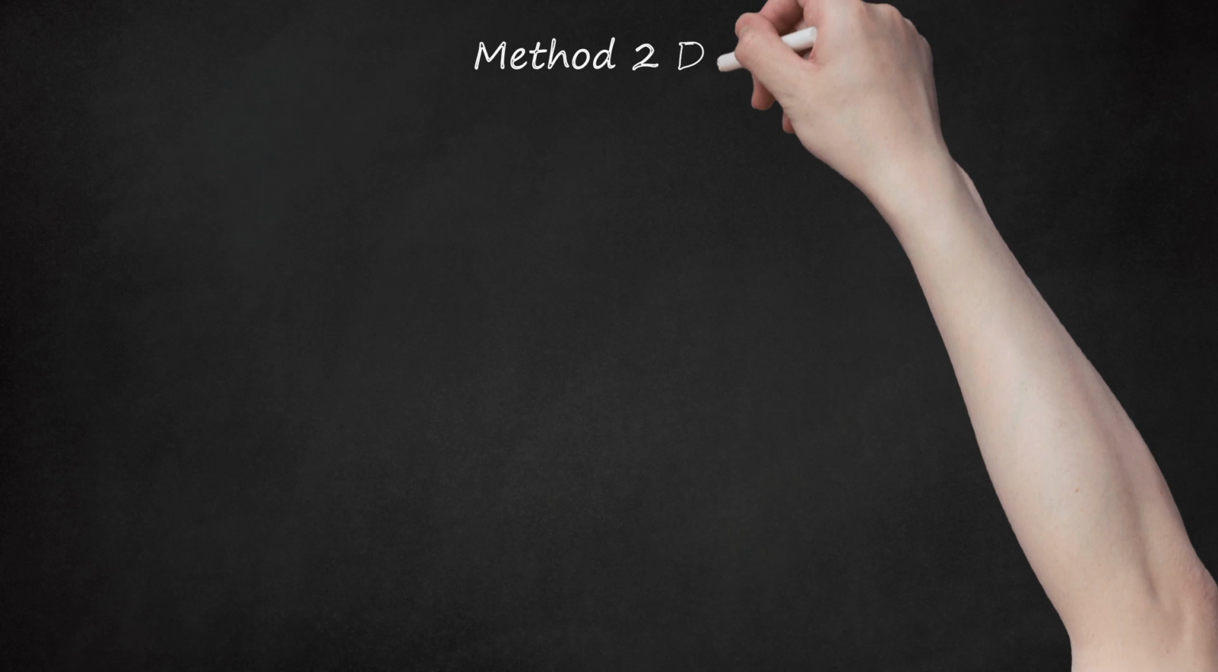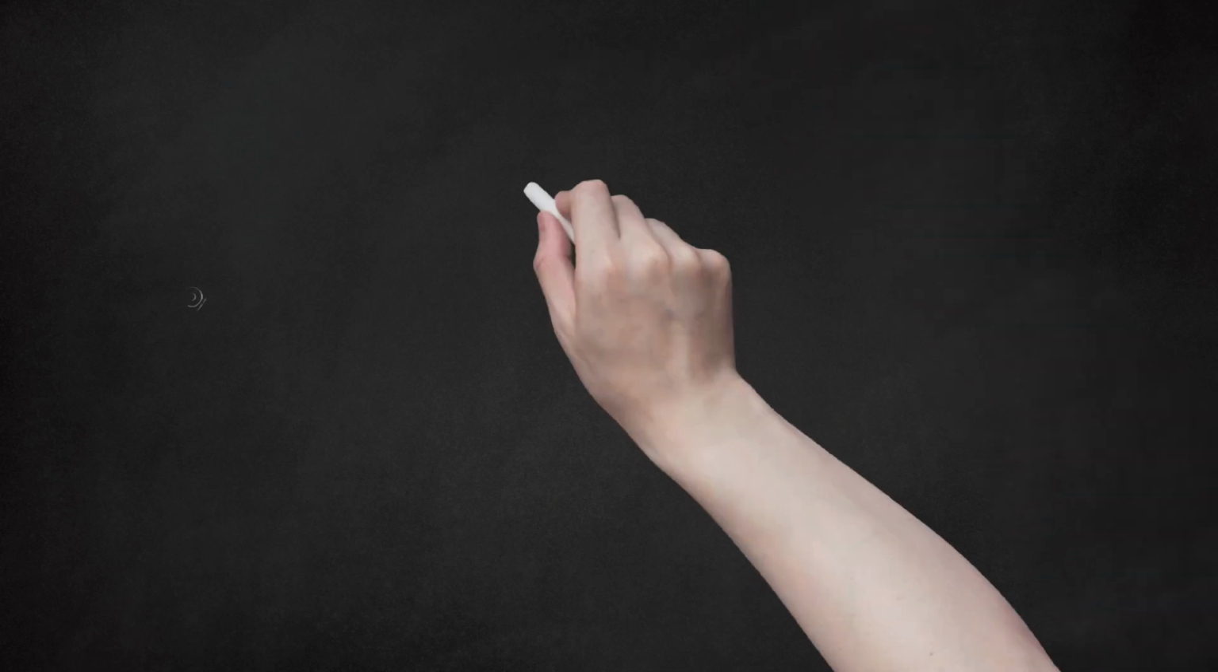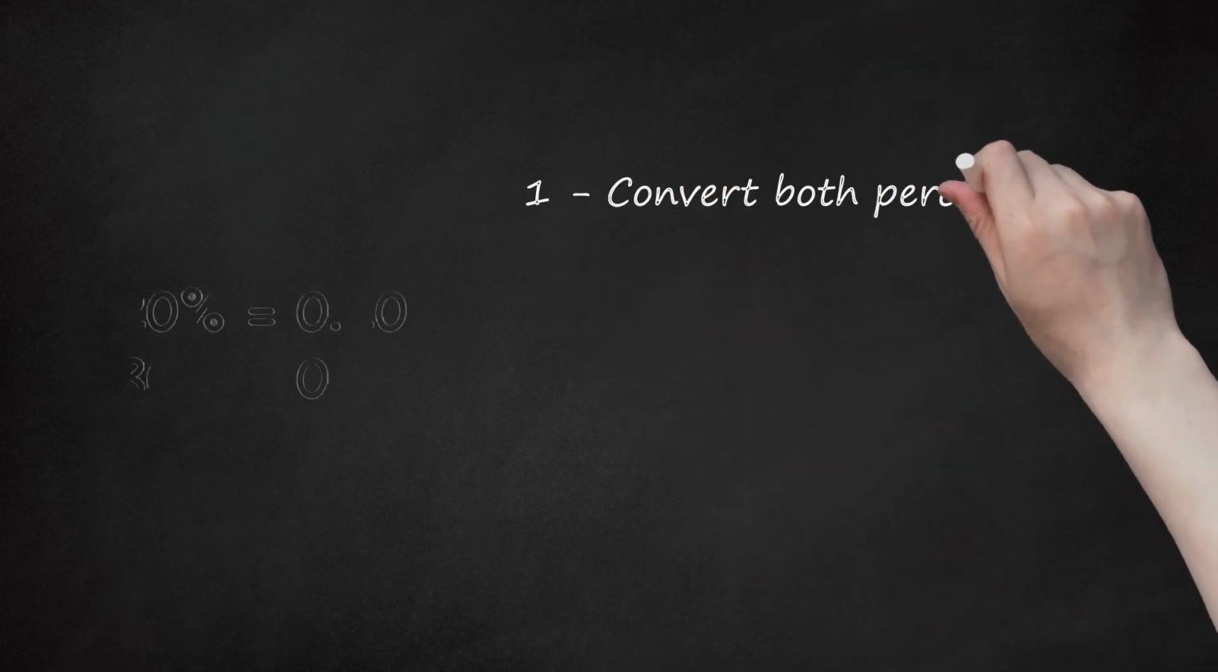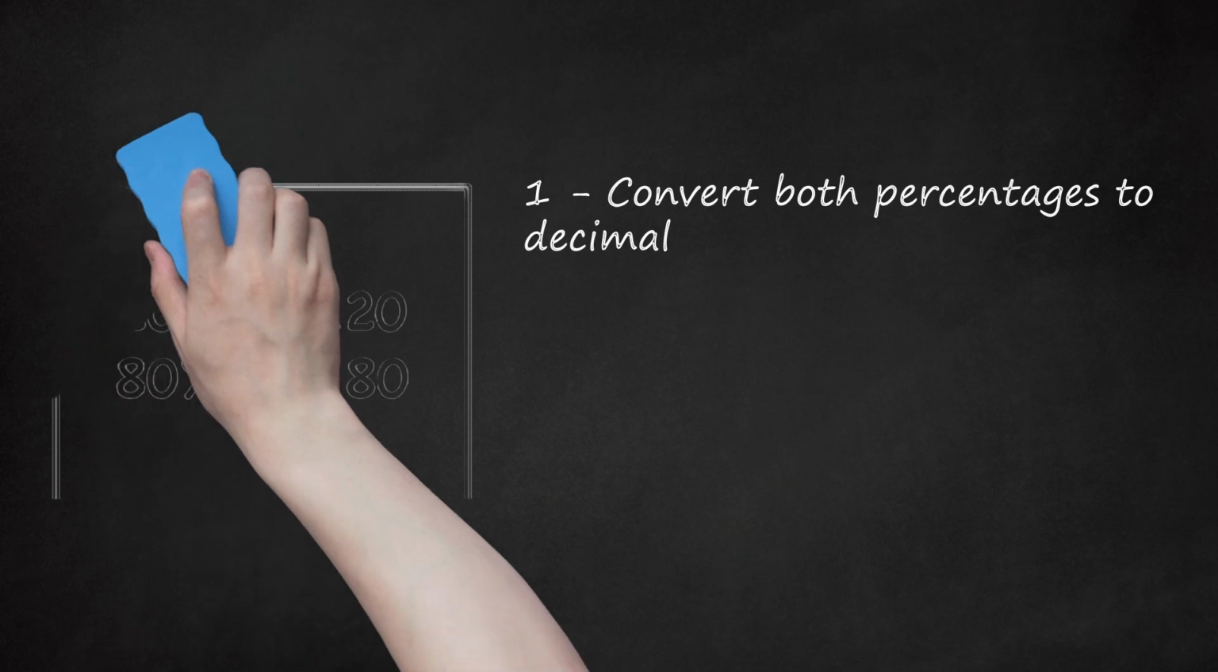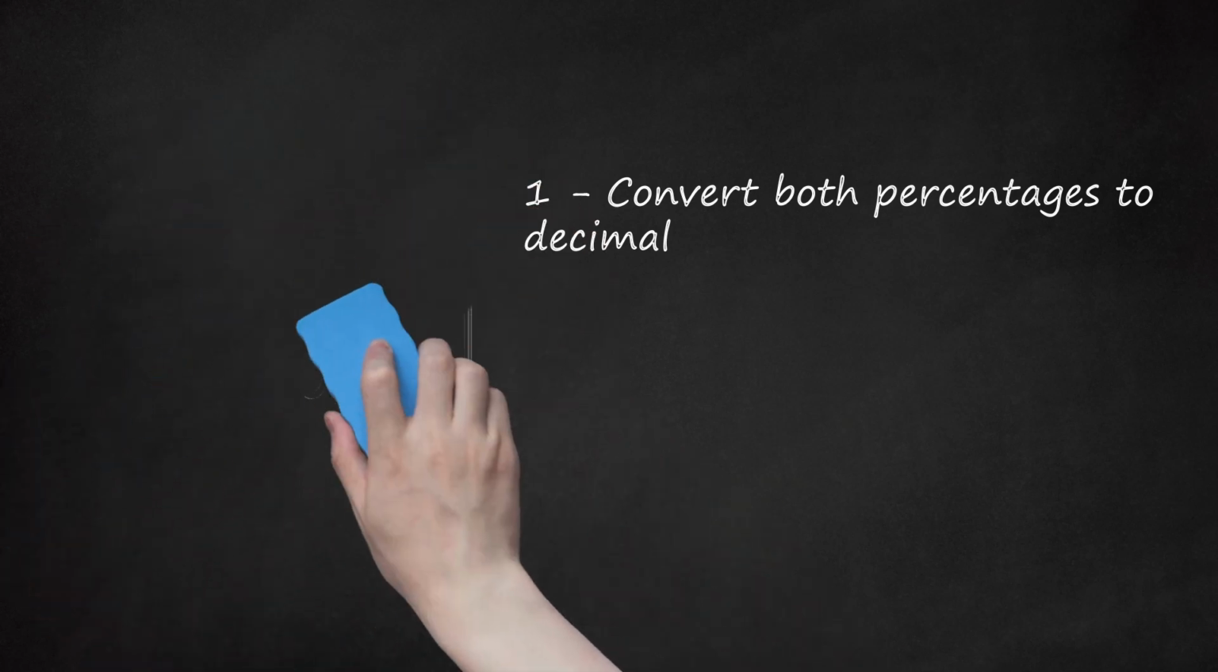Method 2: Dividing. 1. Convert both percentages to decimal. Do this by moving the decimal point 2 spaces to the left, or dividing them by 100. For example, 20% and 80% would be 0.2 and 0.8 as decimals.